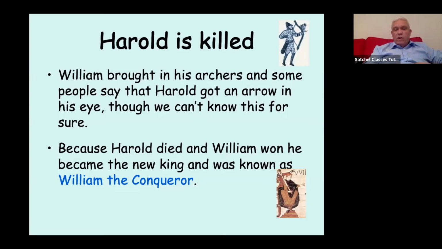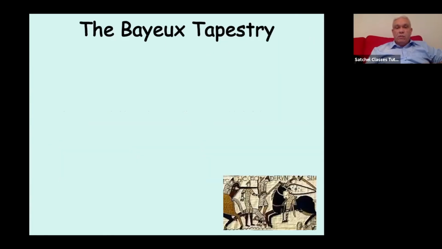And because Harold died and William won, he became the new king and became known as William the Conqueror. He then marched on to London. And don't forget, this was October the 14th, and it took him quite some time. So he got to London, and on Christmas Day, he was crowned king.